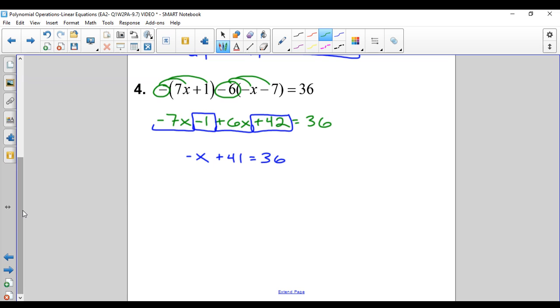Now we need to work on getting x by itself, so we subtract 41. Get negative x equals negative 5. Well, if negative x equals negative 5, that means positive x equals positive 5. And we're good to go.